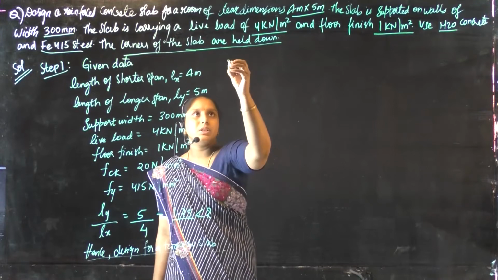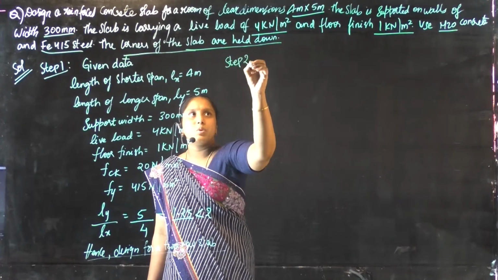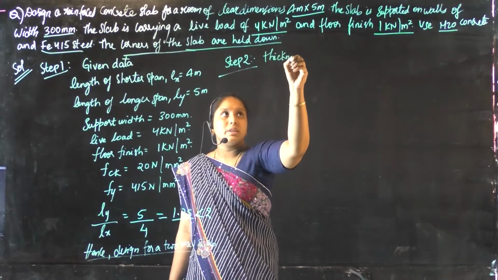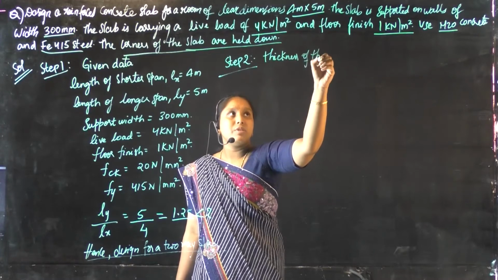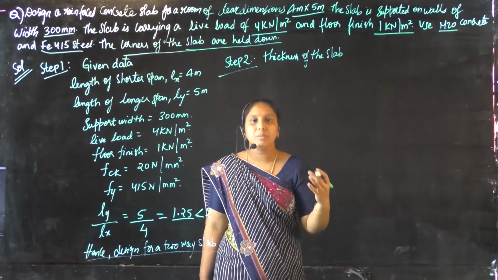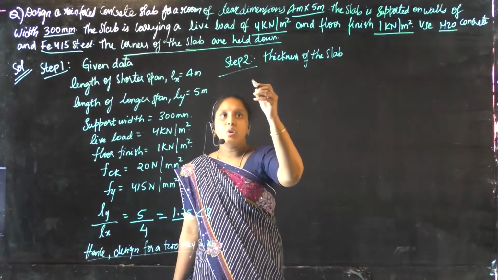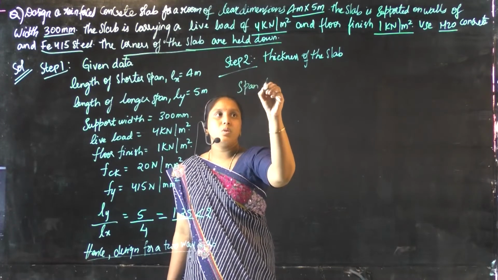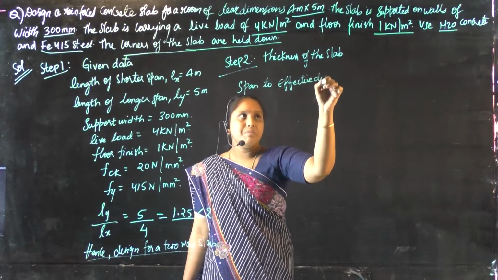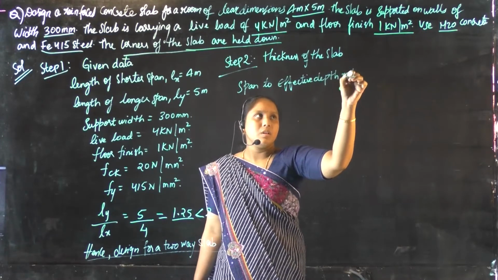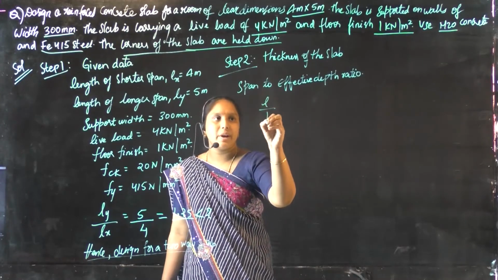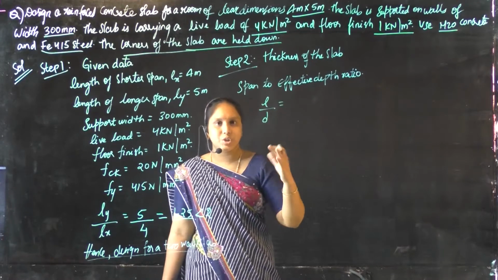So what is the next step? Step 2 is to calculate the thickness of the slab. So how will we calculate the thickness of the slab? We have to take the span to effective depth ratio, that is the L by D ratio, which we have to assume here.